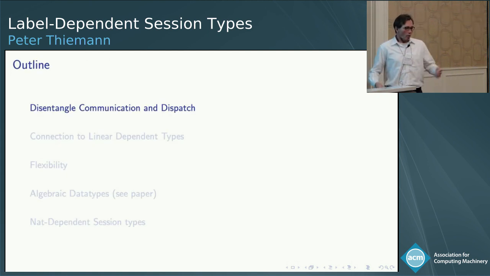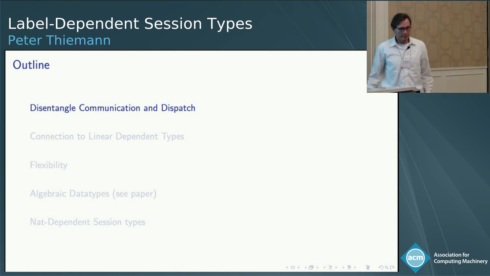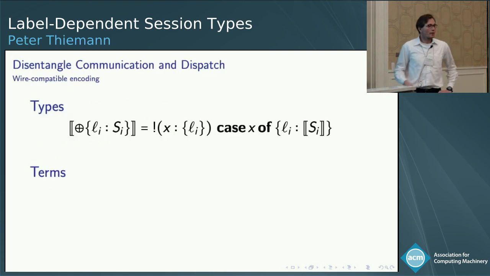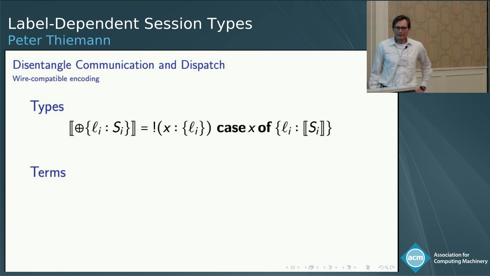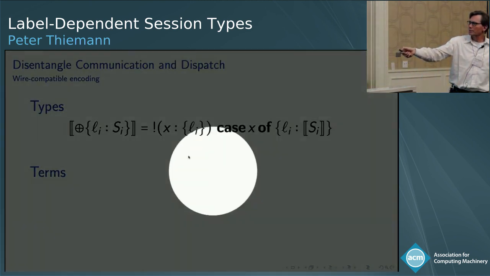All right. So now the plan for the rest of the talk is essentially to tick off the points that I had on the slide in the beginning, illustrated with a couple of examples. So the first point is about disentangling communication and dispatch using this wire-compatible encoding. So the first line is about transforming the type of the selection. So the type of the selection really means, no, it doesn't do the right thing. No, it does it. Okay.